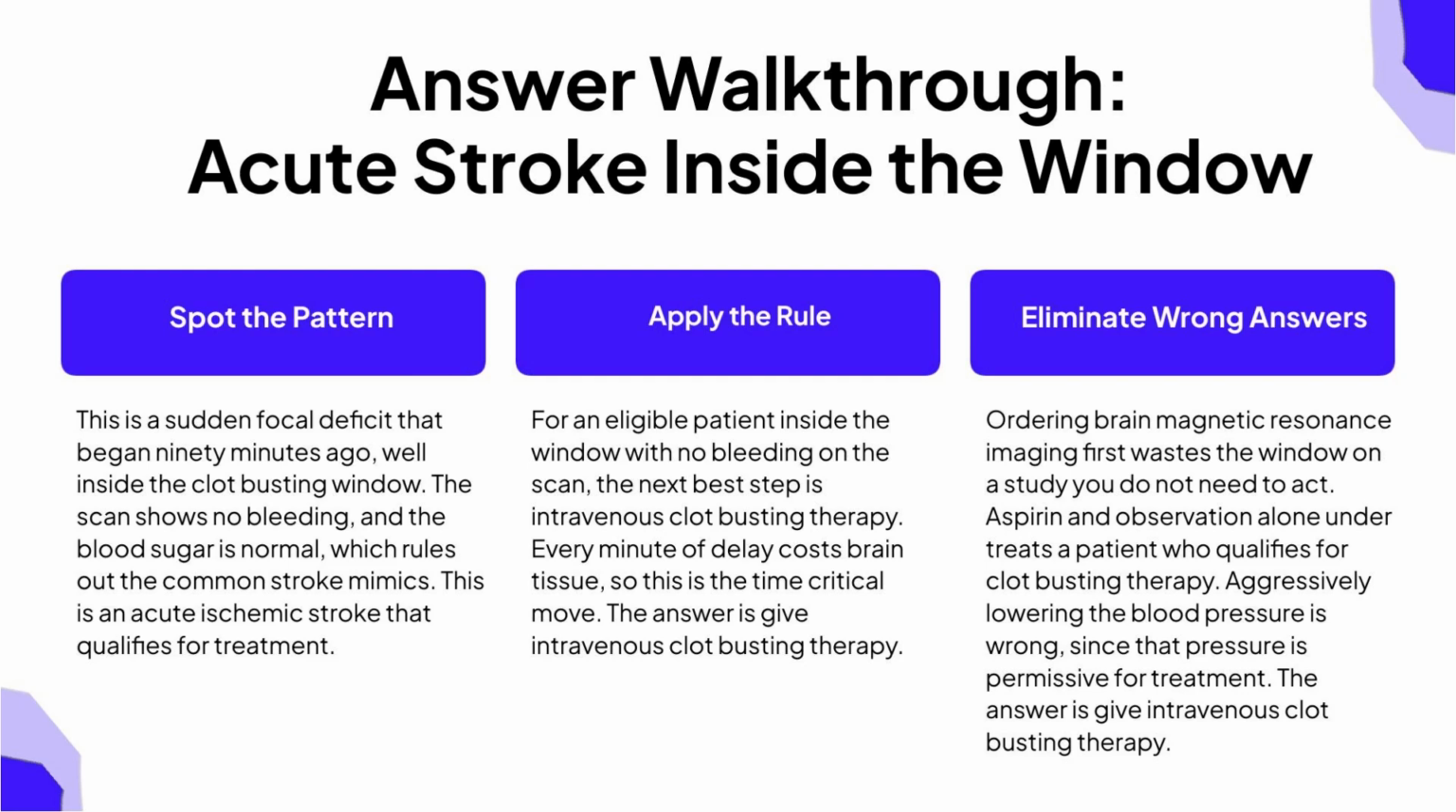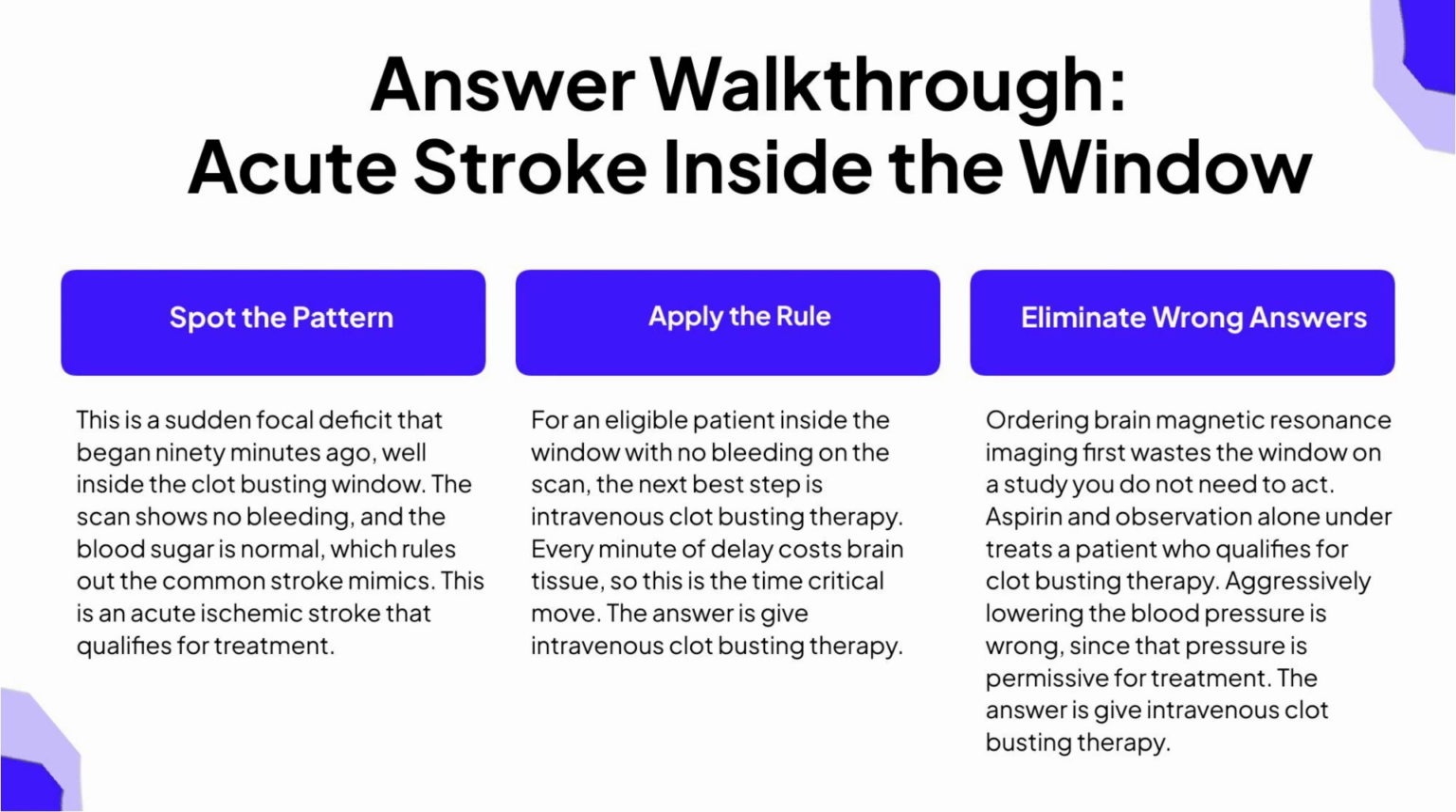First, spot the pattern. We have a sudden focal deficit that started 90 minutes ago, which is comfortably inside the clot-busting window. The scan shows no bleeding, and the blood sugar is normal, so the common stroke mimics are off the table. This is an acute ischemic stroke that qualifies for treatment. Second, apply the rule. For an eligible patient inside the window with a clean scan, the next best step is intravenous clot-busting therapy, because every minute of delay means more brain lost.